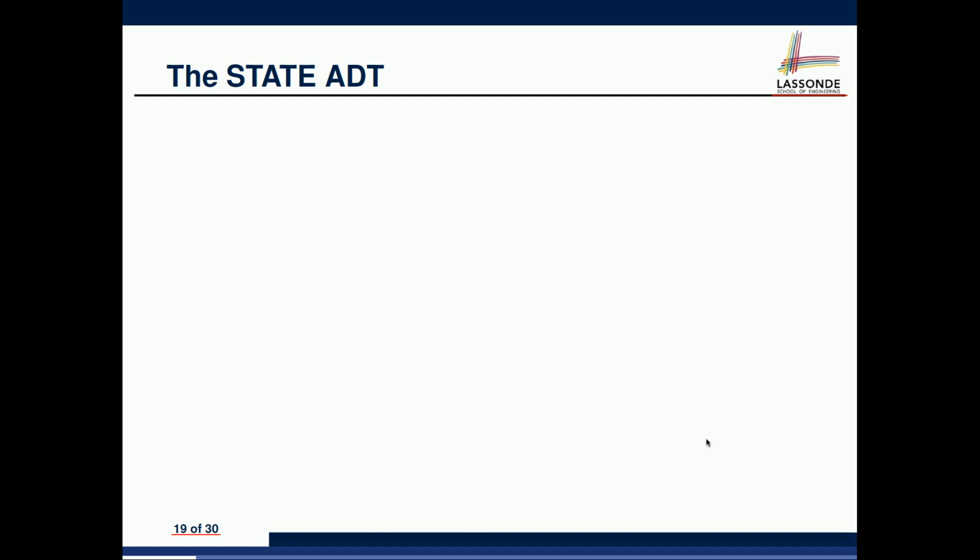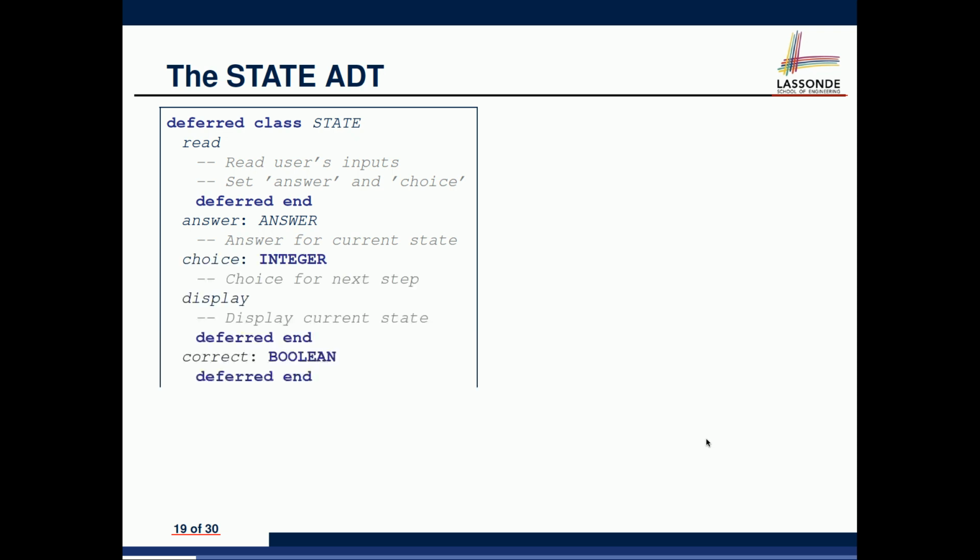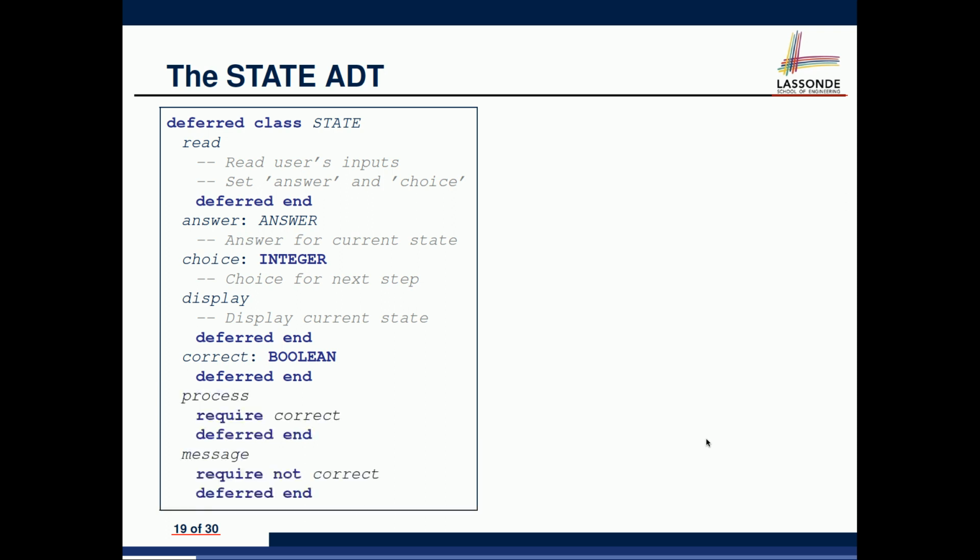Let's say we have a class called state that's deferred, okay, which means you can never create an instance directly out of the states. And then we have the read. Notice that it's deferred. We have answer. Okay, just something like a local variable, like attributes. Also, we got choice, we got display, we got correct, we got process, we got message. So far, you have seen all the deferred features in the state class, right? Remember, there was one feature that was not deferred, that was effective, which is this.